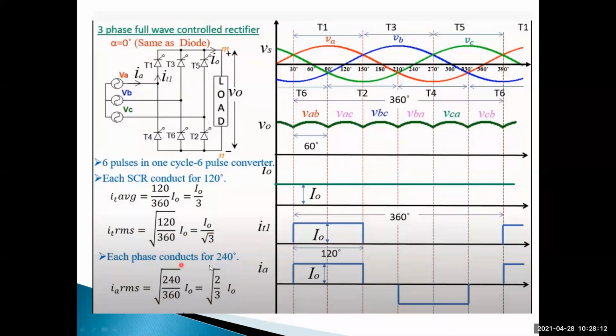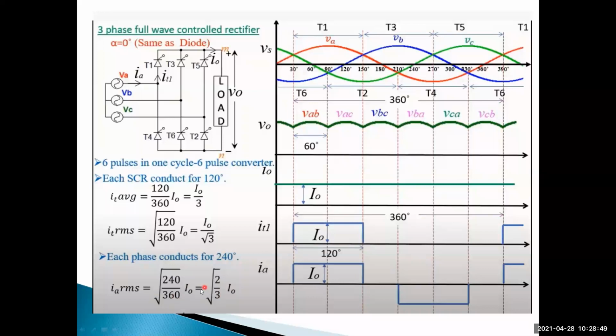Each phase conducts for 240 degrees. Each phase conducts 120 degrees in one half and 120 degrees in the other, so it's 240 degrees in total. That's why the RMS current of the phase is I naught square into 120 divided by 360 plus 120 divided by 360, so you get 240 divided by 360 times I naught square. Then I_A RMS is I naught into root of 240 divided by 360, we will get I naught into root 2 by 3. Am I right or not?